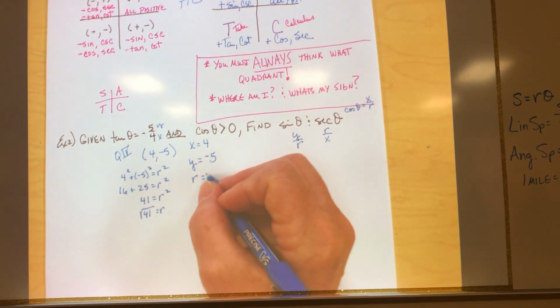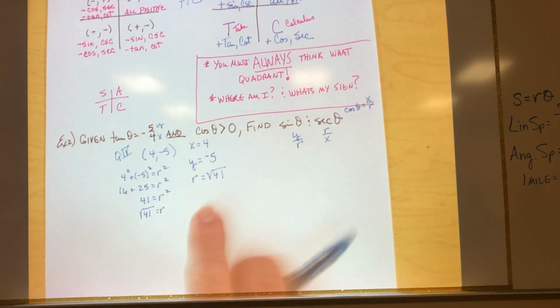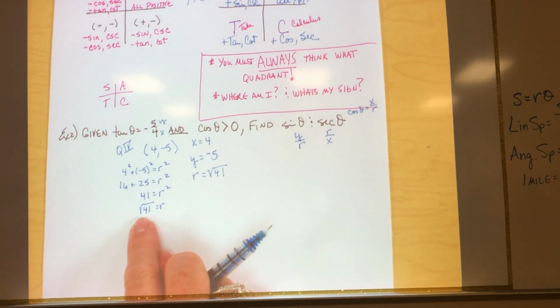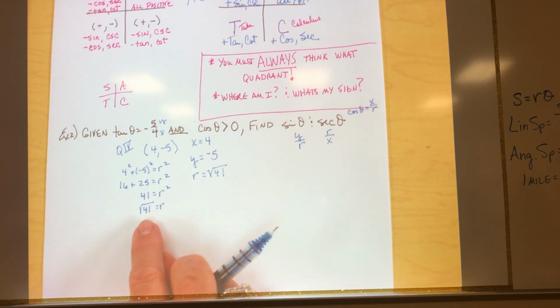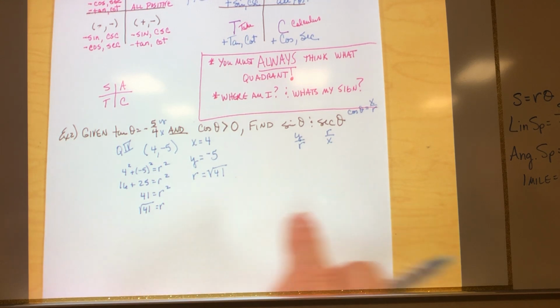So my r is the square root of 41. What's someone else going to do? Someone else is going to round it off. If you round it off, you're giving me an approximation. I'm not asking for that. Eventually, they're going to start using the word exact. What is the exact answer? And that just means don't use your calculator, okay?